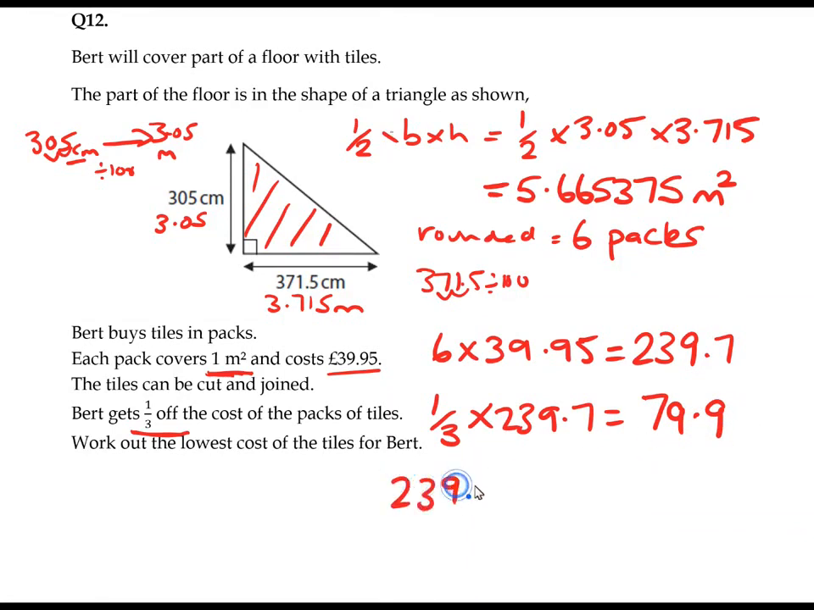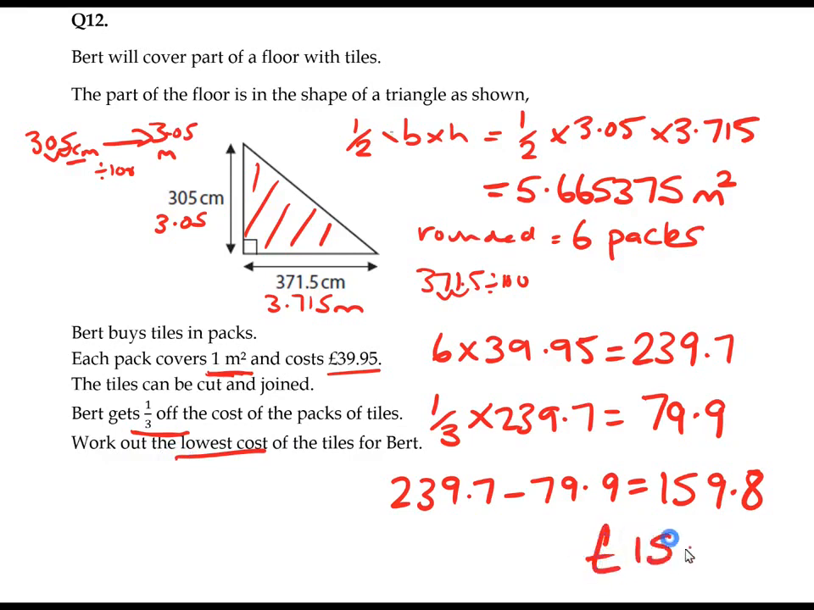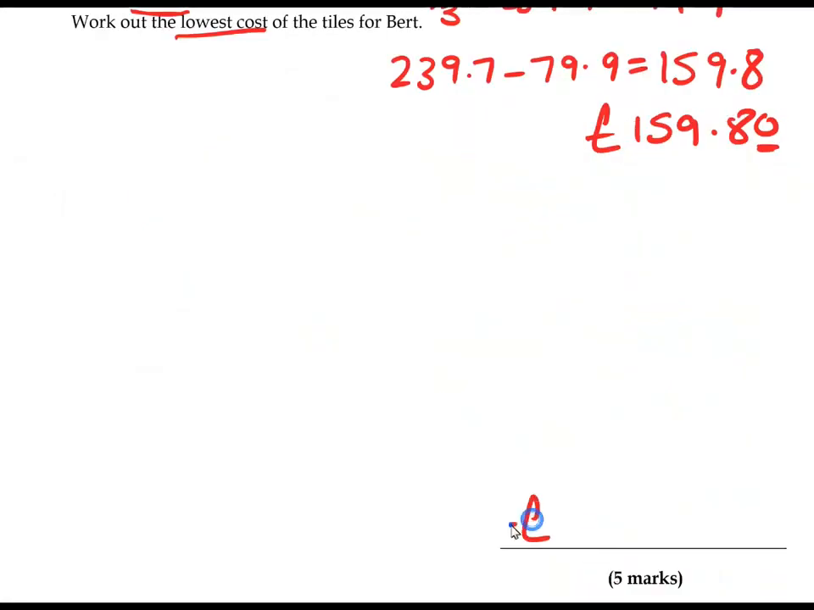So don't forget, you need to take it off your original amount. And that gives us the lowest cost we can get the tiles for Bert. So it's £159.80. Notice put in the second decimal place when you start putting in the money symbol. So on the answer line, the price of £159.80, and that's worth 5 marks for the working out. So the calculation of the area and the number of packs and so on.